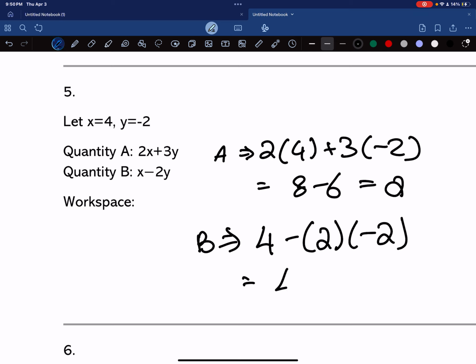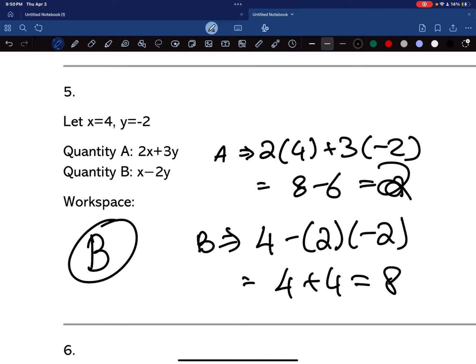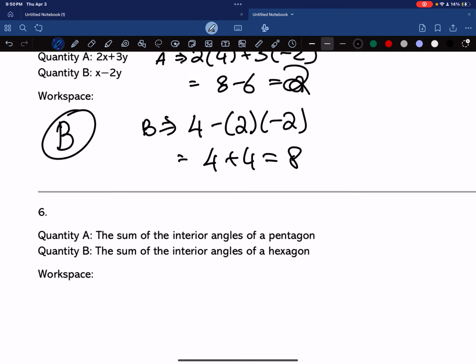Yeah, so it's just 4 plus 4, which is 8. And so once again, 8 is greater than 2, so answer choice is B. I swear when I made this, I did not intend everything to be B. I swear. It's just like that.